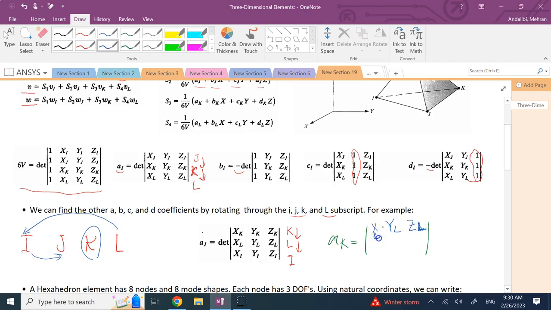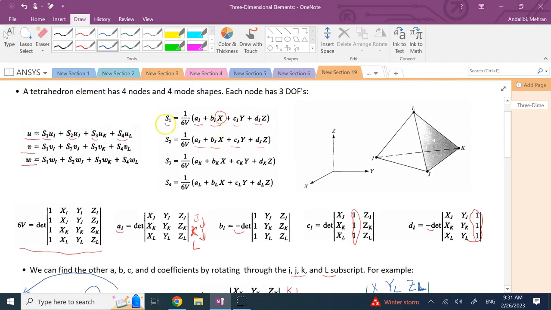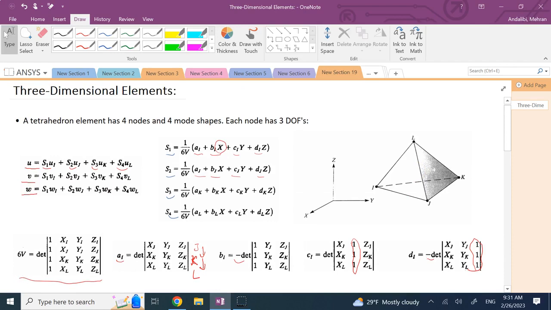And then I start with X of I, Y of I, and Z of I, and finally X of J, Y of J, and Z of J, and so on and so forth. Again, I replace the columns with ones and add the negative 1. So this is how you find the coefficients. This is how you find the mode shapes. And once you have the mode shapes and the nodal values, these U's, V's, and W's for the nodes, you can find U, V, and W anywhere inside the element. So these are the mode shapes for the tetrahedron.